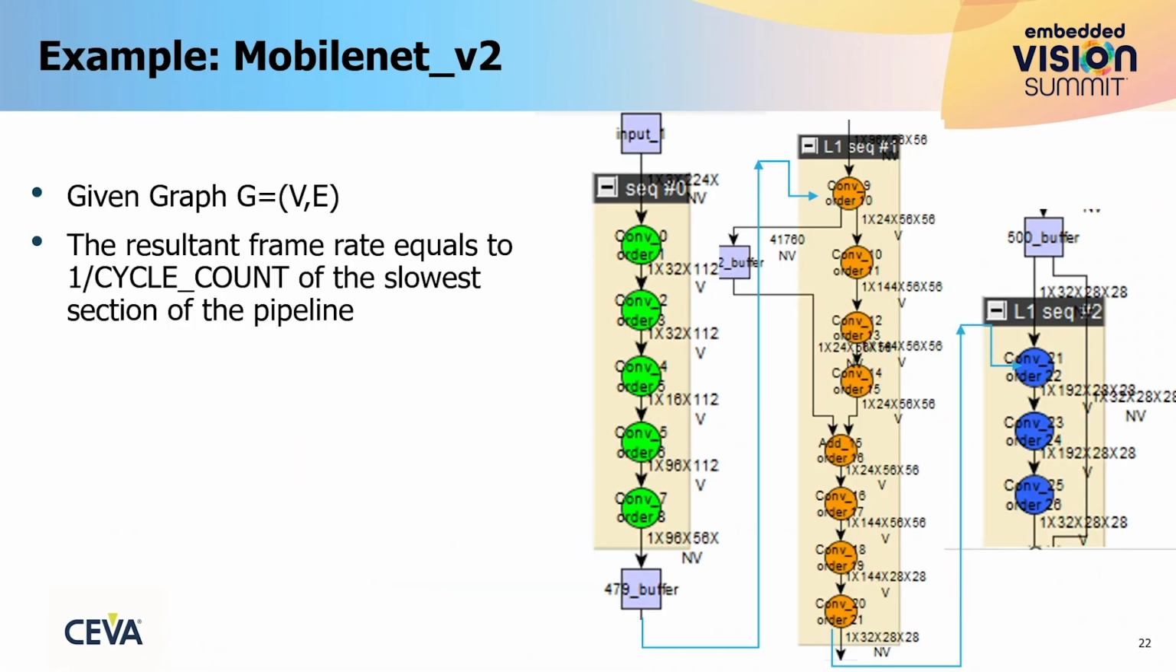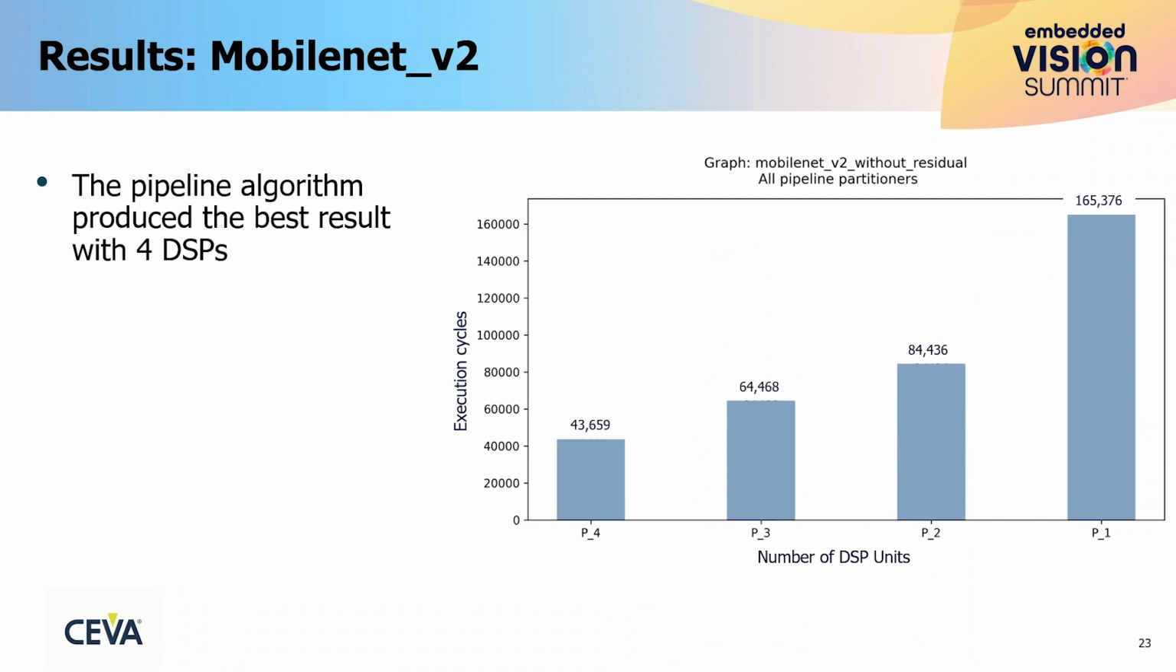All right, this is an example of MobileNet v2 that we ran on the architecture planner. And these are the results for 1, 2, 3, and 4 cores respectively. As we can see, with 2 we get almost a 1 to 2 improvement, and then slightly less, but still quite good.